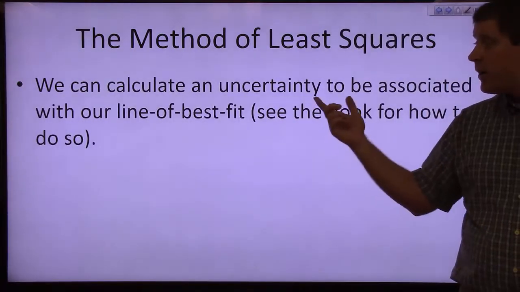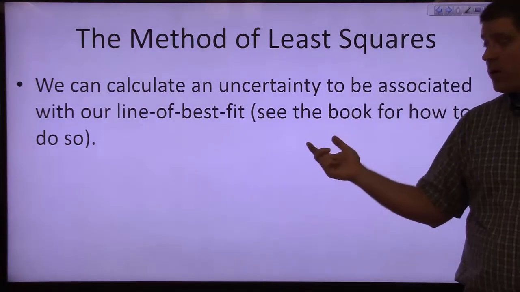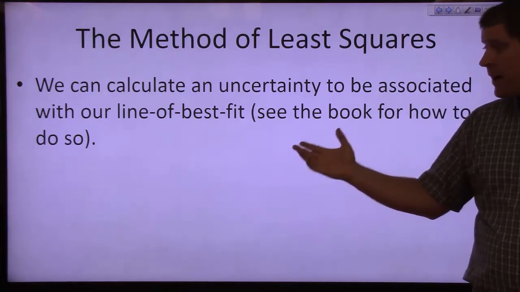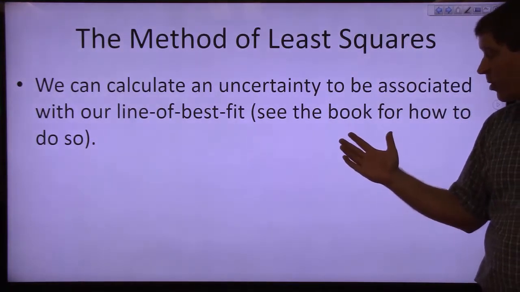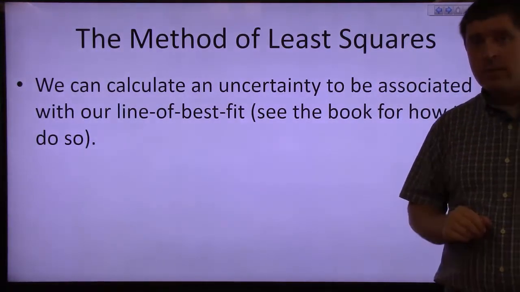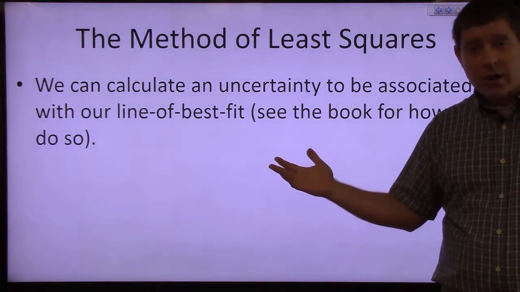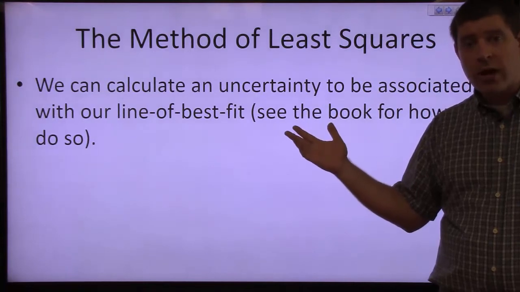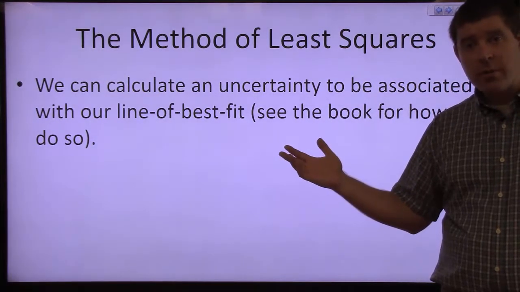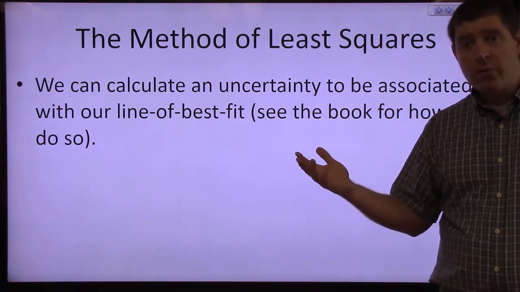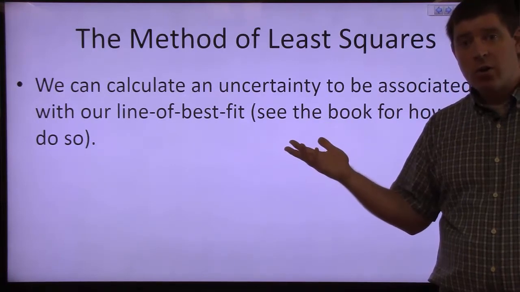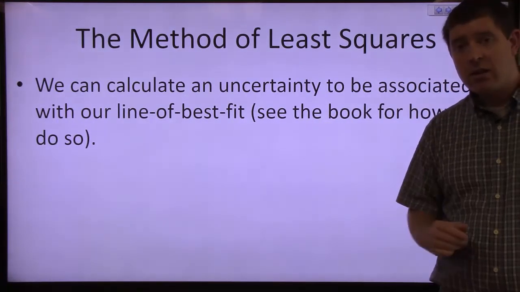Now we can calculate an uncertainty to be associated with our line of best fit, and I'm not going to go into that here. You can see the book for how to do this. Generally, if you're using a computer to make your plot, which most of the time you would, the computer will perform the calculation for you. Most of the time it's going to be an R² value. This is basically how confident the computer is that that is in fact the line of best fit.